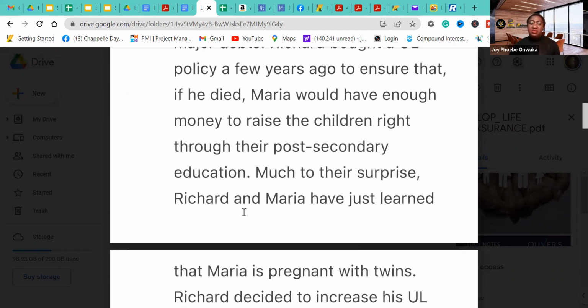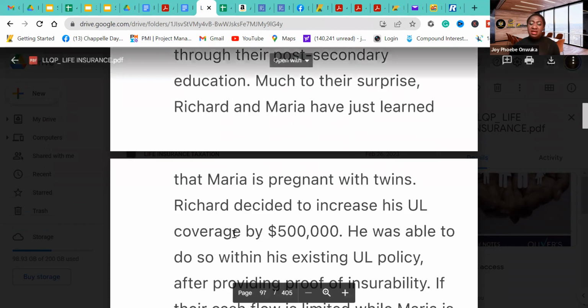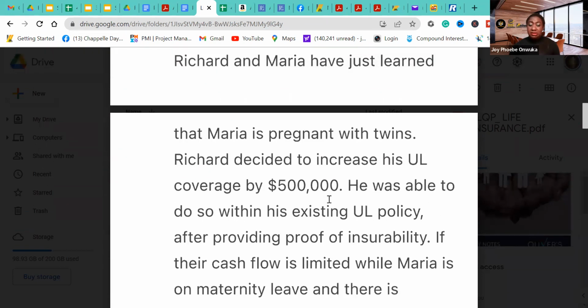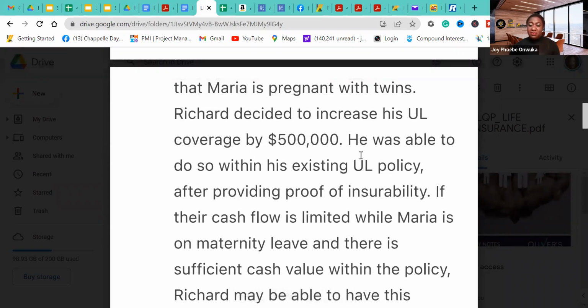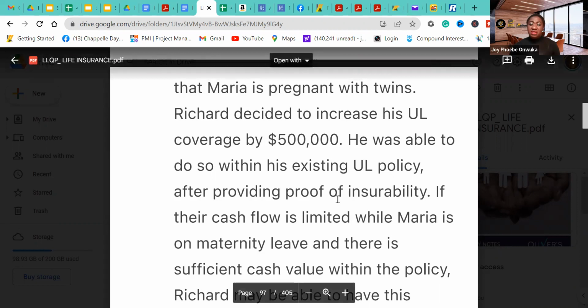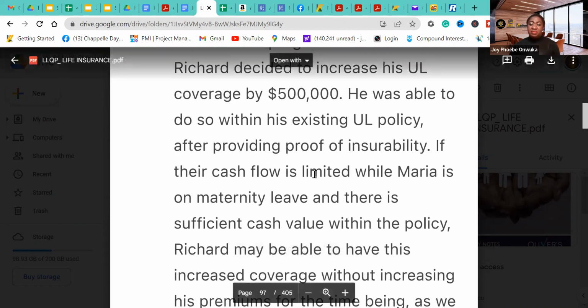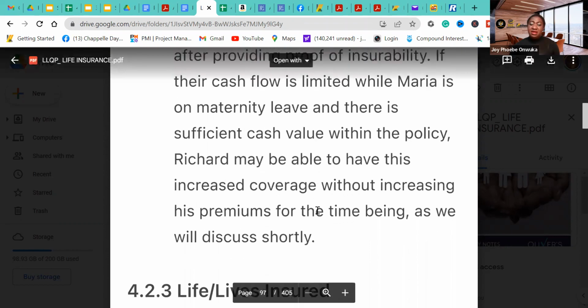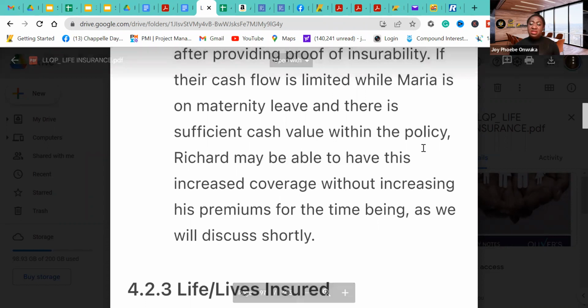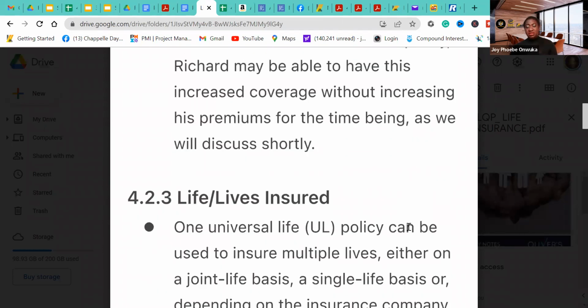Much to their surprise, Richard and Maria have just learned that Maria is pregnant with twins. Richard decided to increase his UL coverage by 500,000. He was able to do so within his existing UL policy, after providing proof of insurability. If their cash flow is limited while Maria is on maternity leave and there is sufficient cash value within the policy, Richard may be able to have this increased coverage without increasing his premium for the time being, as we will discuss shortly.